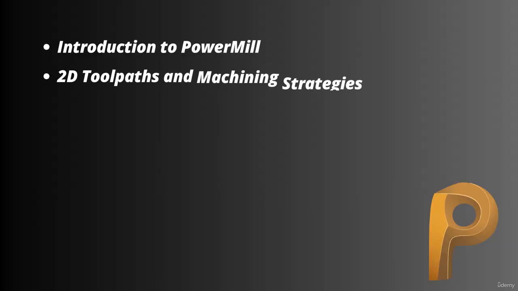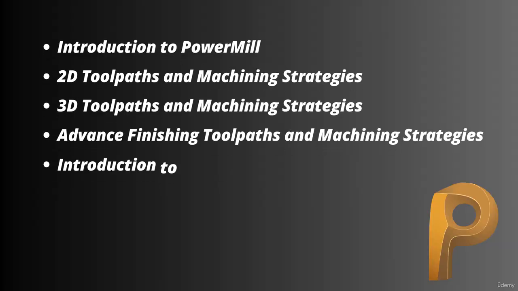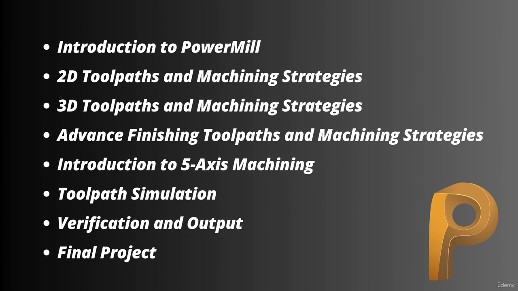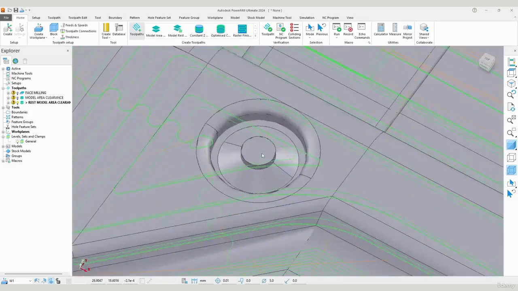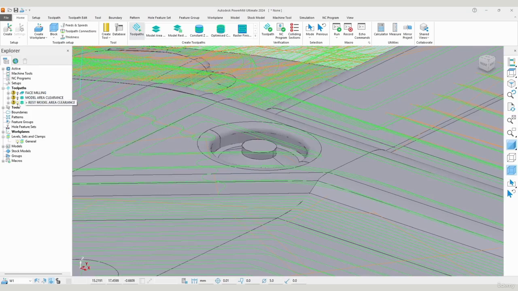This course is structured into several key modules, each focusing on different aspects of PowerMill. The first module is Introduction to PowerMill. Learn about PowerMill capabilities, installation, and navigate the user interface effectively. Then we have 2D toolpath and machining strategies. Explore essential face milling operations and various 2D strategies, including curve area clearance and hole making operations.